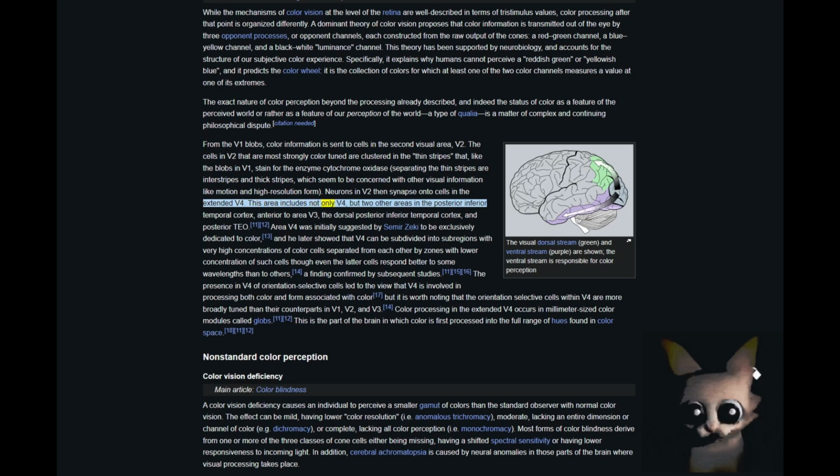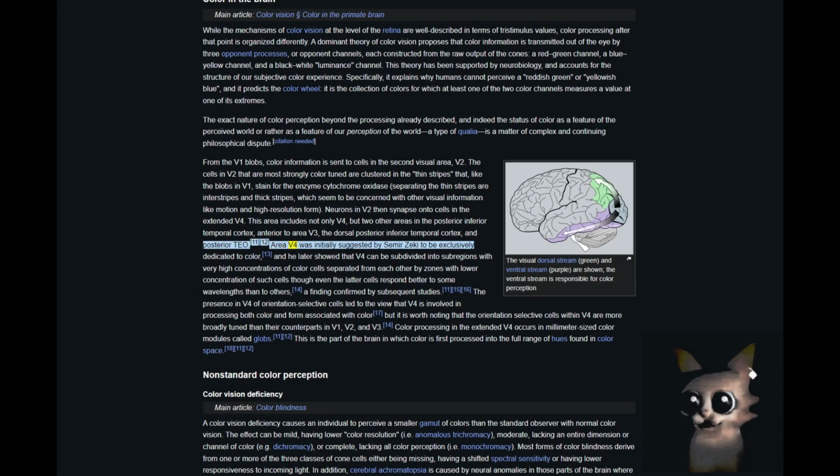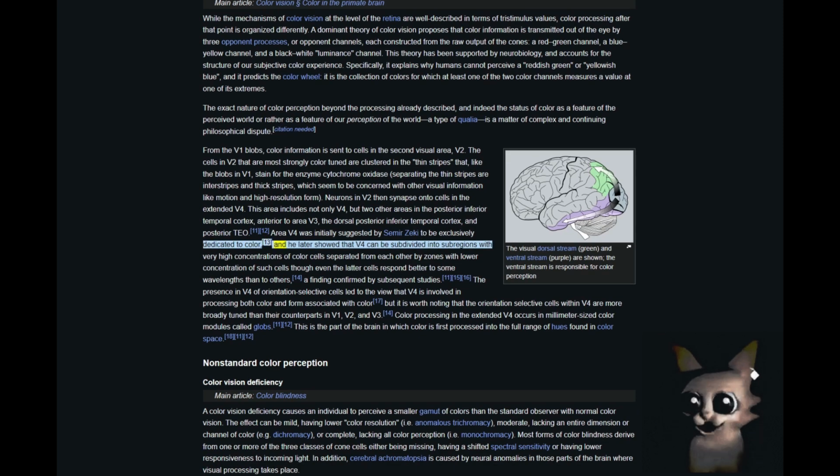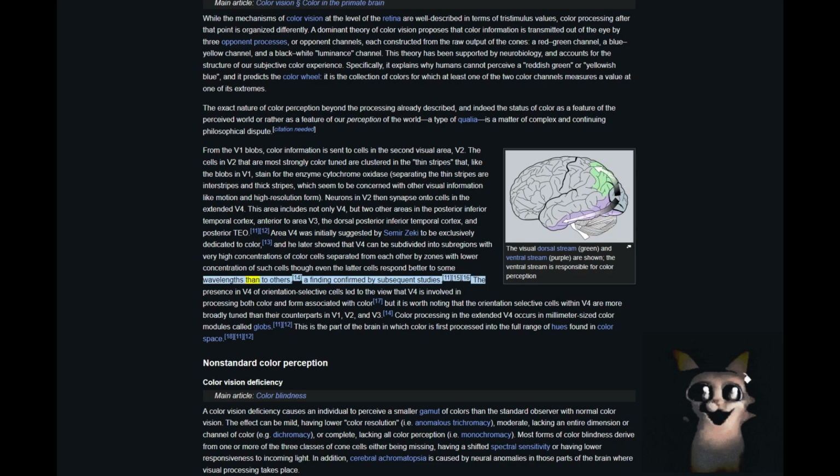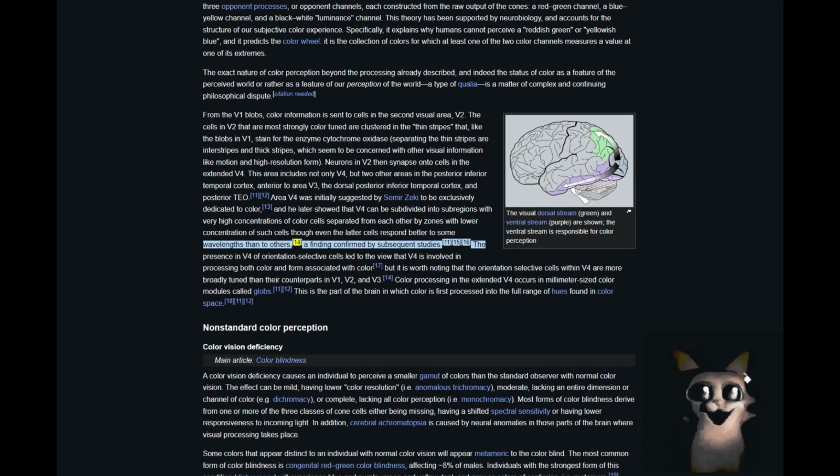This area includes not only V4, but two other areas in the posterior inferior temporal cortex, anterior to area V3, the dorsal posterior inferior temporal cortex, and posterior TO. Area V4 was initially suggested by Semir Zeki to be exclusively dedicated to color. And he later showed that V4 can be subdivided into subregions with very high concentrations of color cells separated from each other by zones with lower concentration of such cells, though even the latter cells respond better to some wavelengths than to others. A finding confirmed by subsequent studies.